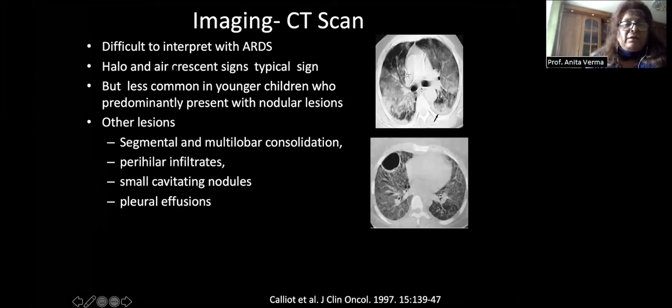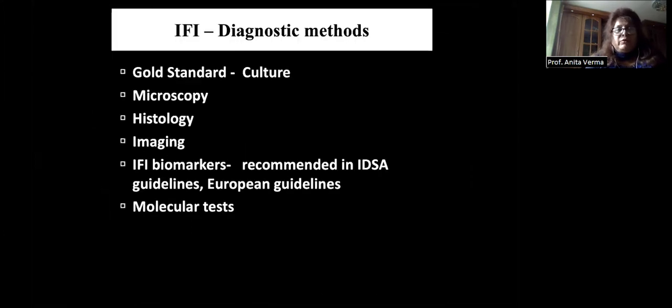Halo and air crescent signs are typical or classical signs of aspergillosis, but they are less common in younger children, who predominantly present with nodular lesions. Other lesions are segmental and multilobar consolidation, perihilar infiltrate, cavitating nodules, and very rarely you can see pleural effusion.